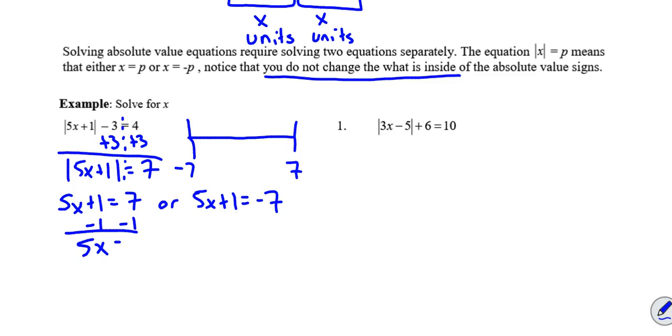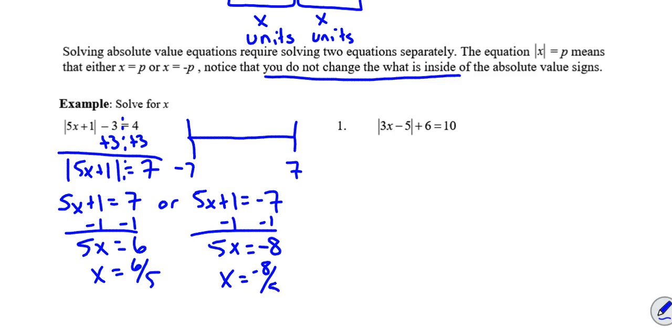You just go through that like you would any other equation, and you just do it twice. And there's our two possible solutions.